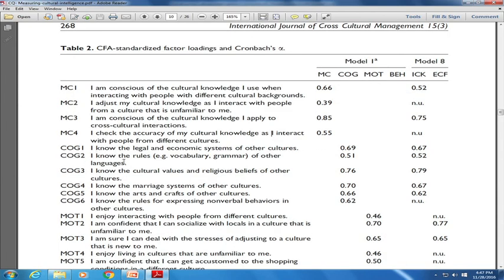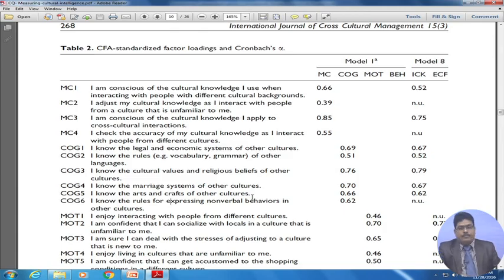But when you go down and see, I know the legal and economic systems of other countries. This is pertaining to your knowledge, skills, competencies about other countries. I know the rules, the vocabulary, the grammar of the language that is being used here. I know the cultural values and the religious beliefs of other cultures. I know the marriage systems of other cultures. I know the arts and craft of other cultures. I know the rules of expressing nonverbal behaviors in other cultures.